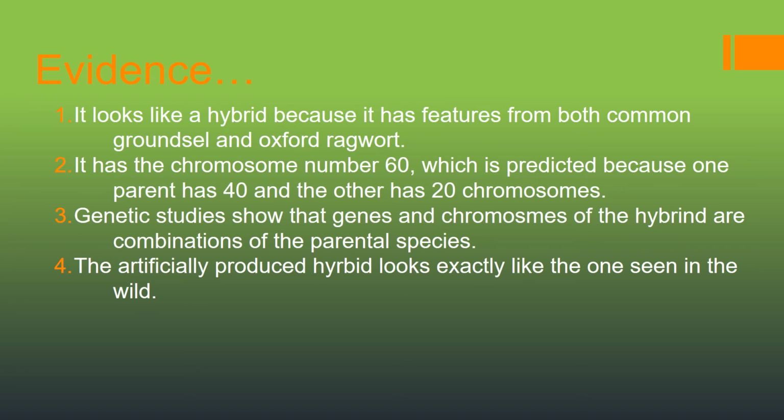For one, it looks like a hybrid because it has features from both the common groundsel and the Oxford ragwort. Second, it has the chromosome number 60, which is predicted because one parent has 40 and the other has 20 chromosomes. Genetic studies show that genes and chromosomes of the hybrid are combinations of the parental species. And finally, it was artificially produced in the lab and looks exactly like the one seen in the wild.